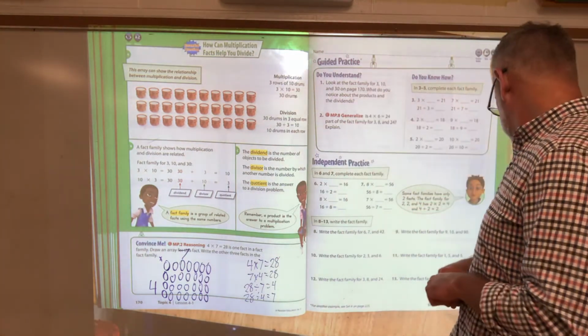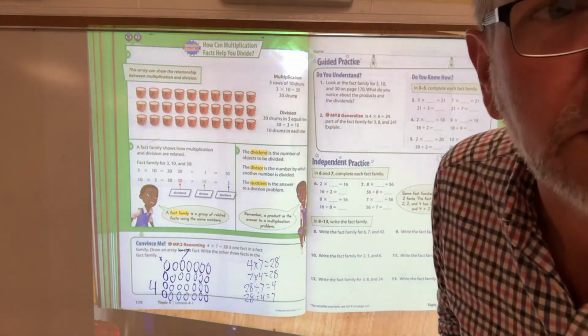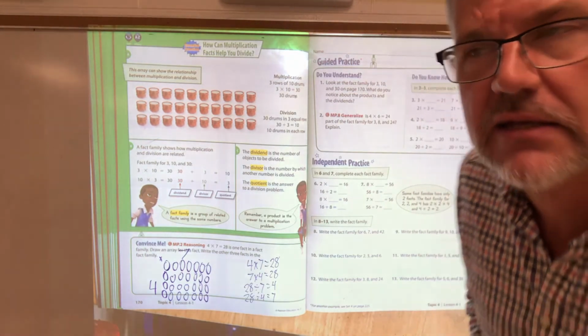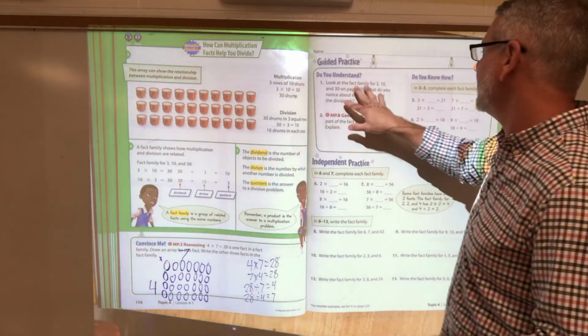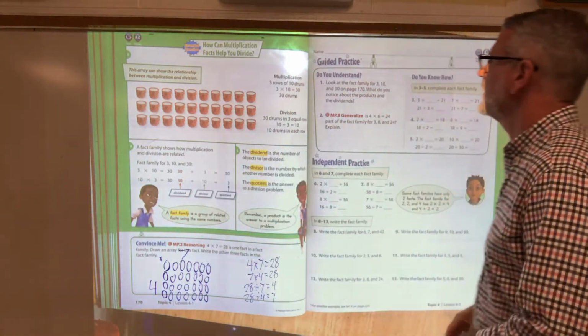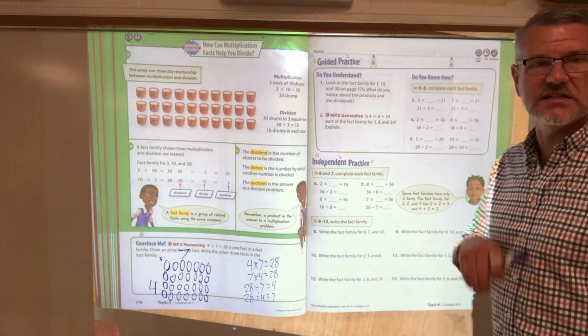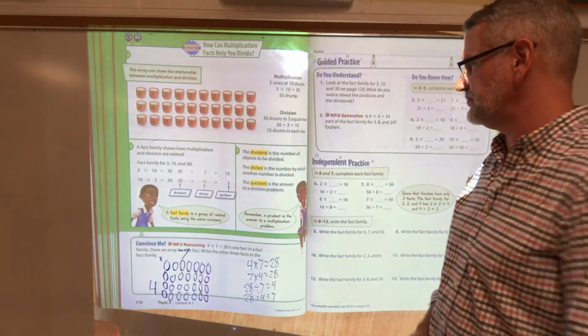Let's look at page 171, guided practice. Do you understand? Okay, look at the fact family for 3, 10, and 30 on page 170, right here. What do you notice about the products and the dividends? And they ask you that in the video too.